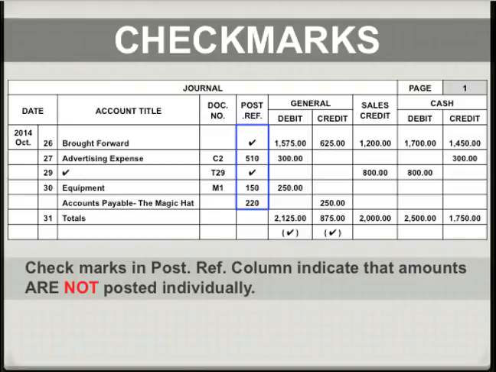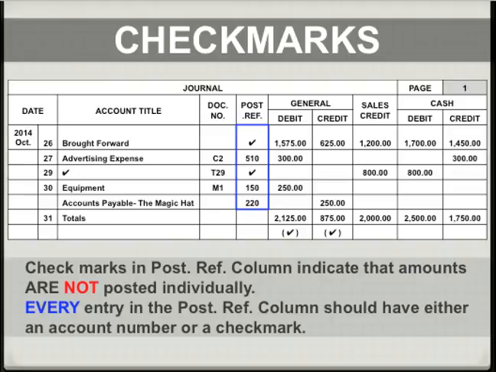Notice there are also check marks under the general columns. These indicate that general amount column totals are not posted. The general debit and general credit columns are not special amount columns because the column heading does not contain an account title. All the individual amounts in the general debit and general credit columns are posted separately by date. Again, these column totals are not posted.